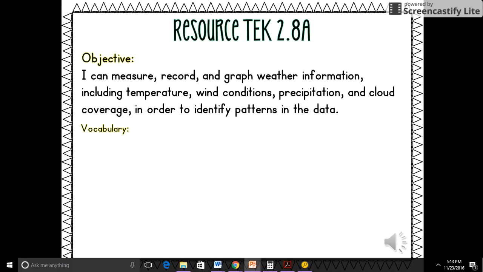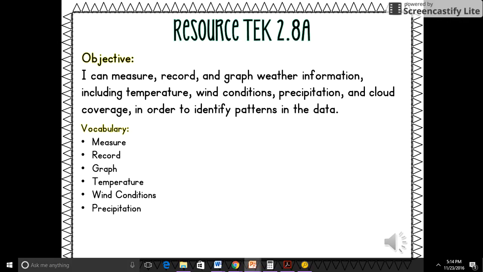So what we're going to do is I'm going to read one of the words and you're going to repeat it. So our first word is measure, then record, graph, temperature, wind conditions, precipitation, cloud cover, patterns, and data.